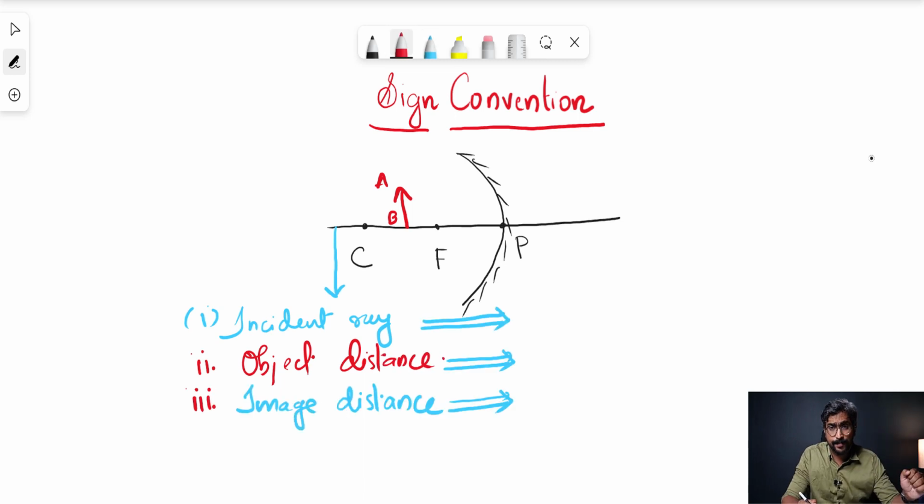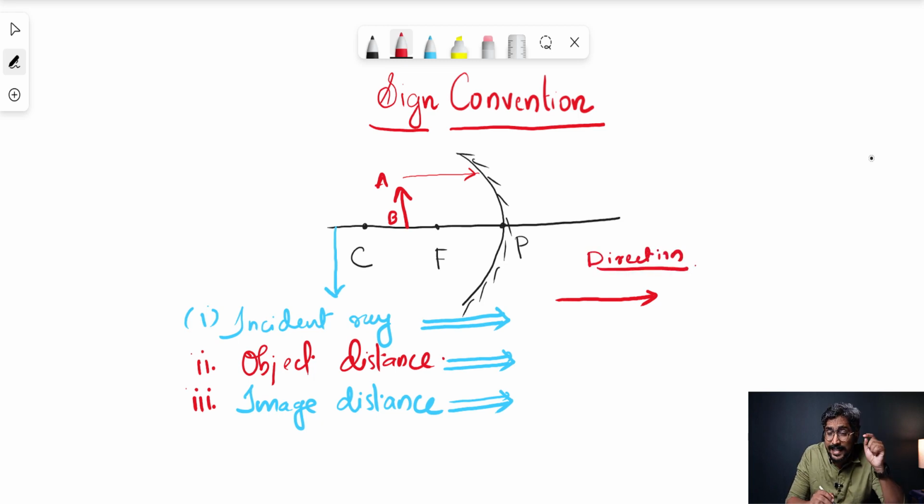Just see the diagram. Now what will be the direction of incident ray? The direction of incident ray will be like this, right? Because it is starting from the object. So the direction of incident ray will be like this.